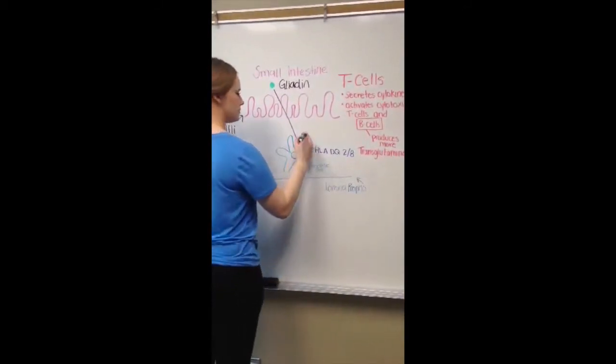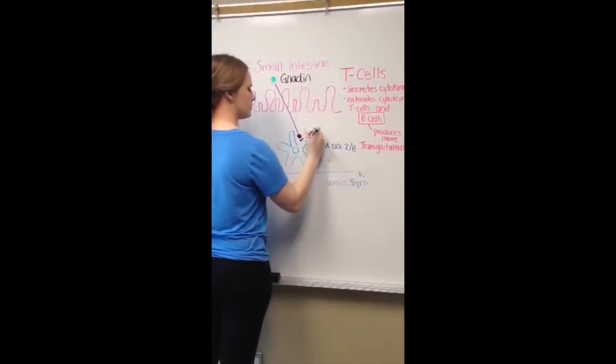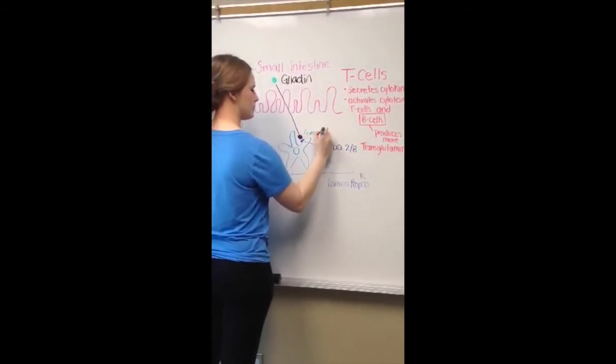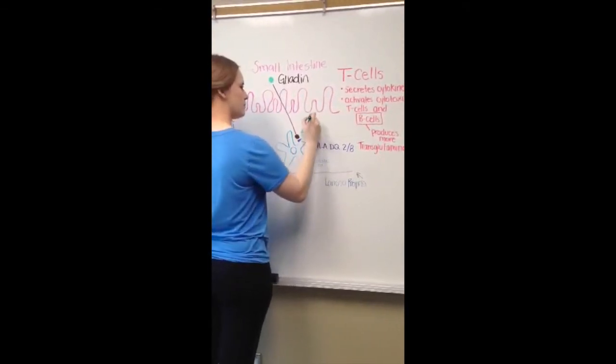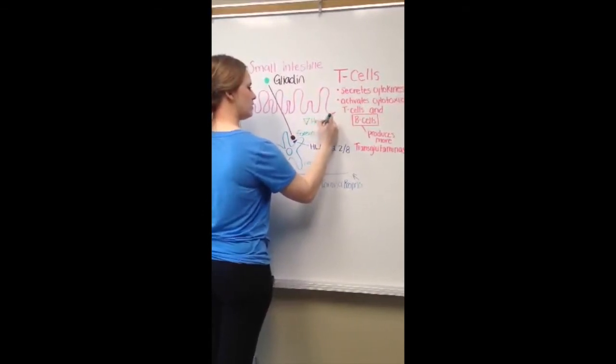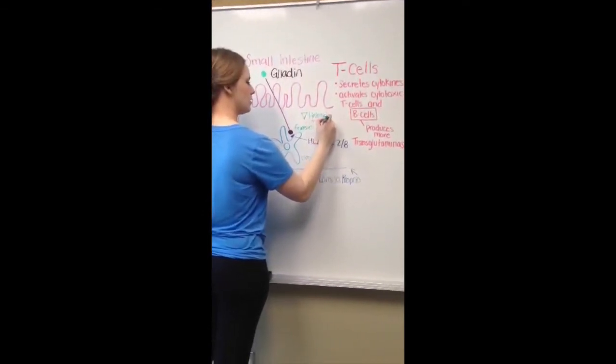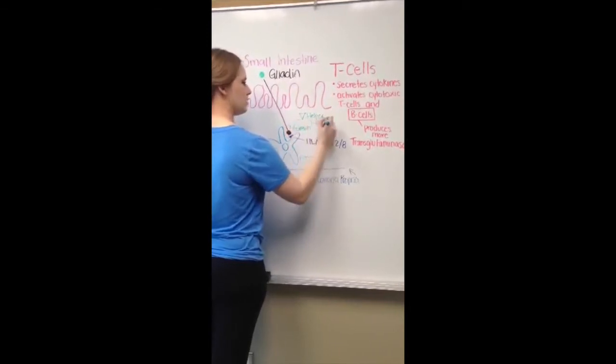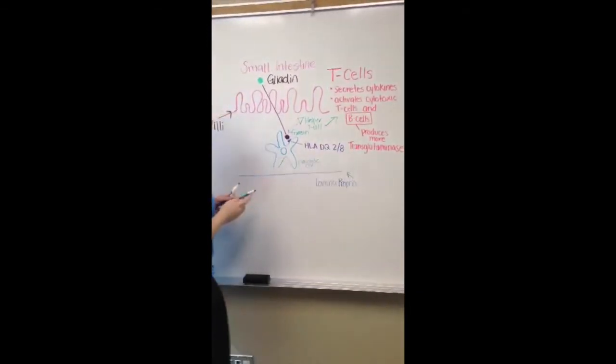The gliadin is presented as a foreign antigen on the HLA-DQ2 or HLA-DQ8 complex. The helper T cells see the antigen and secrete cytokines, which cause an immune response and activate cytotoxic T cells and B cells. This causes antibodies against the gliadin to form, which are proteins.